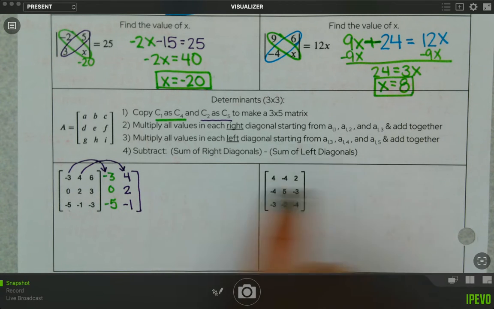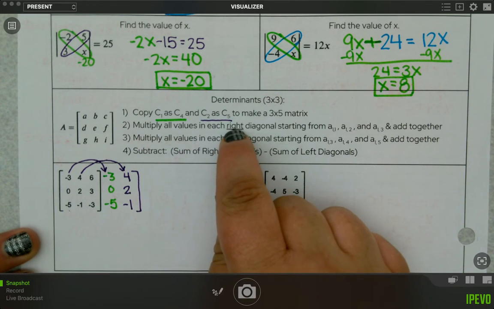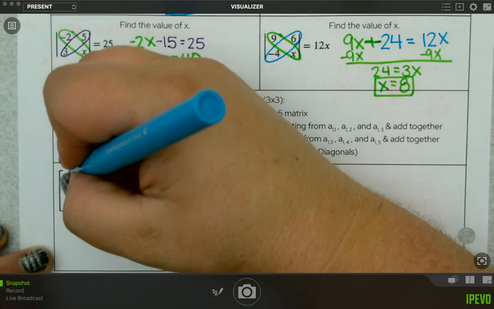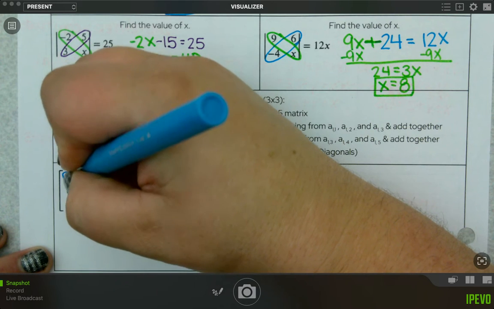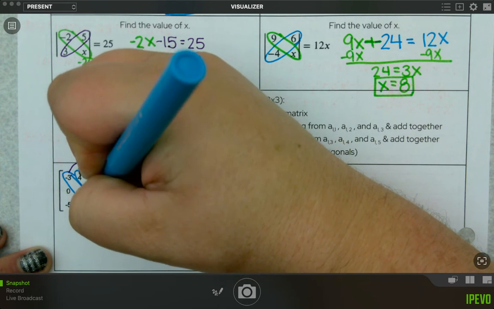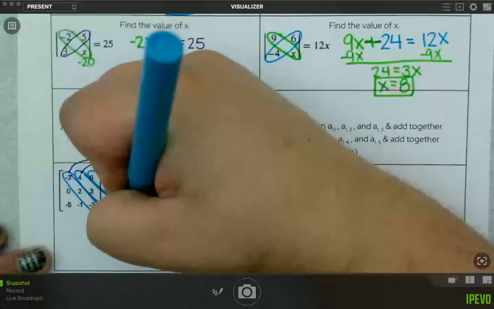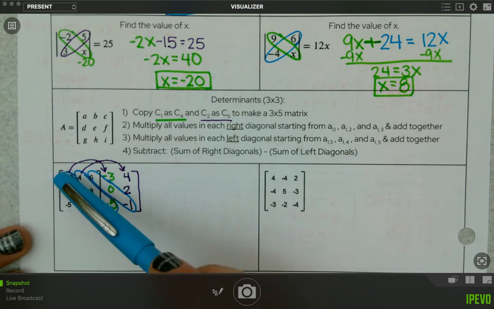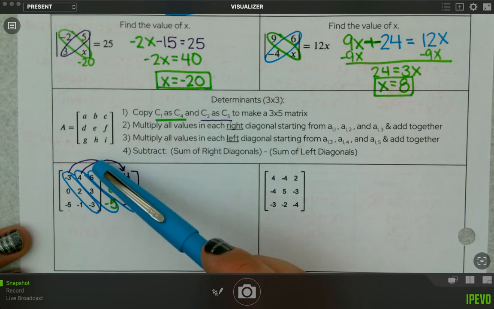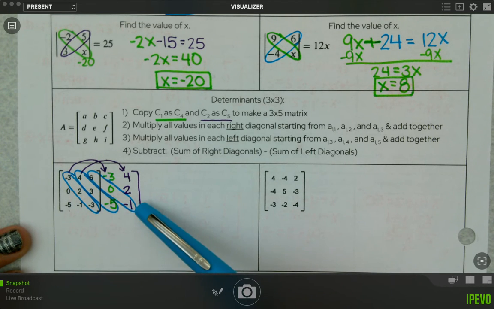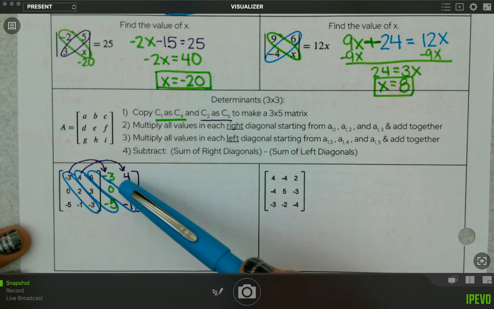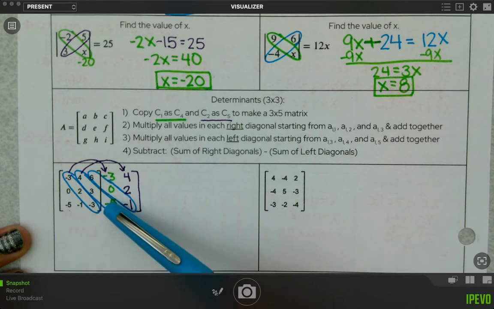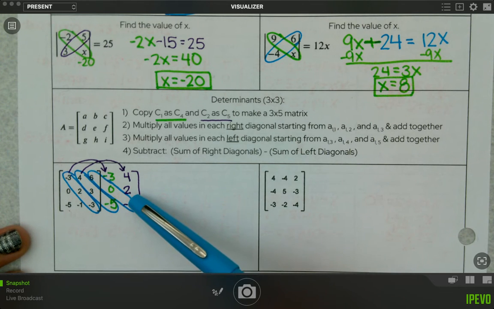Then what you're going to do is multiply all values in each right diagonal. What I mean by a right diagonal is this one, and this one. And the whole reason we needed those 2 extra columns was so that we could continue our diagonals all the way across. Each diagonal should have 3 values in it. We don't want these little diagonals that only have 2. We want the full diagonals, like this. So these are my right diagonals.